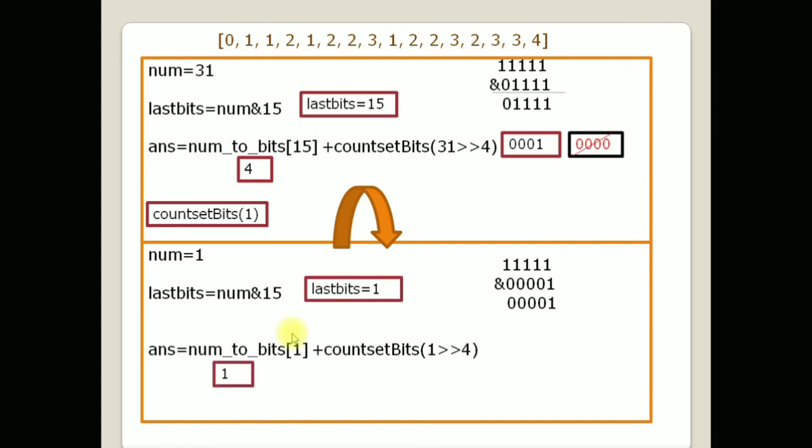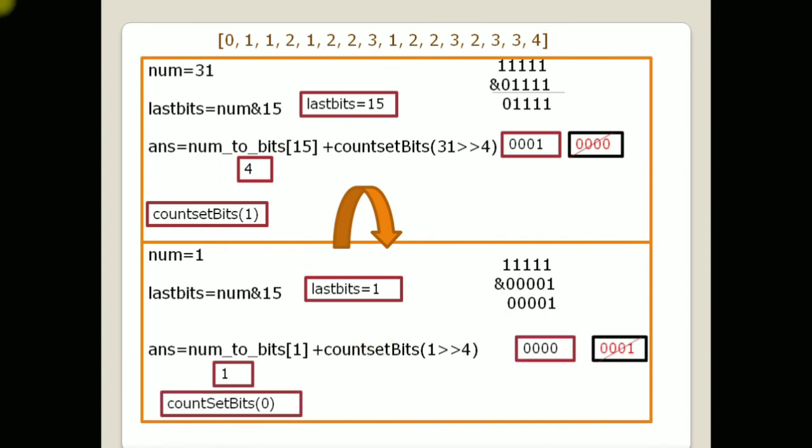Now it will update my number, which is now 0. It will call count set bits with 0. Now it will return 0. So now this 1 and this 4 will add up, and what I am getting is 5 as my answer. Okay, I hope you got this solution, and it's a very fruitful method.